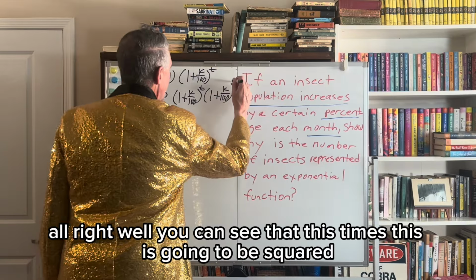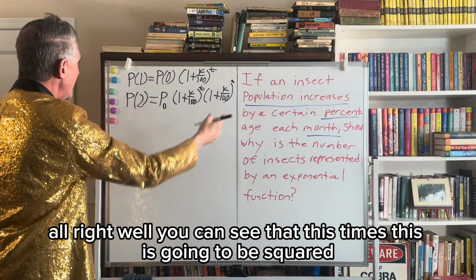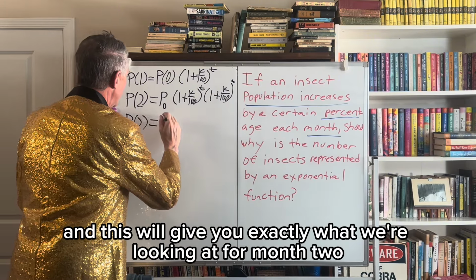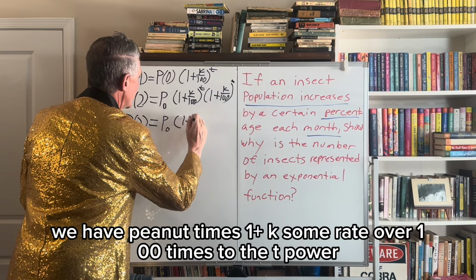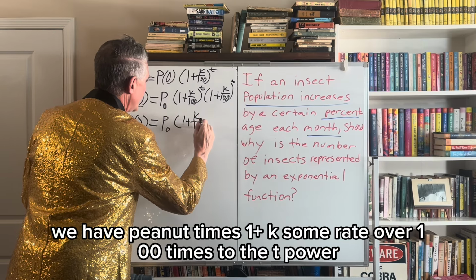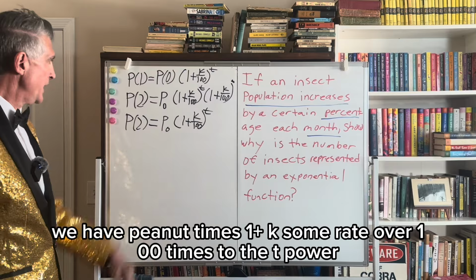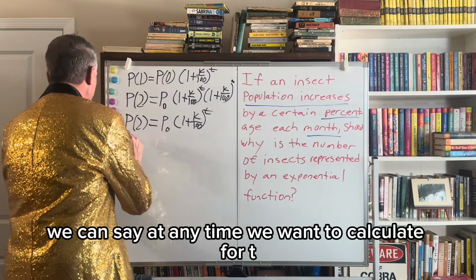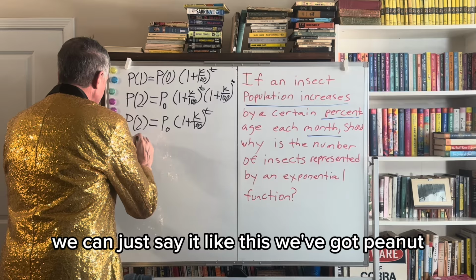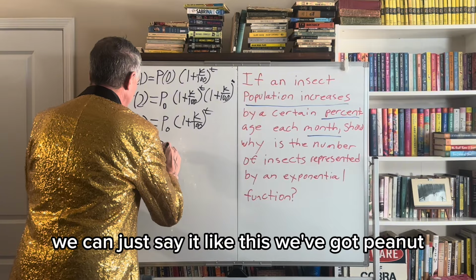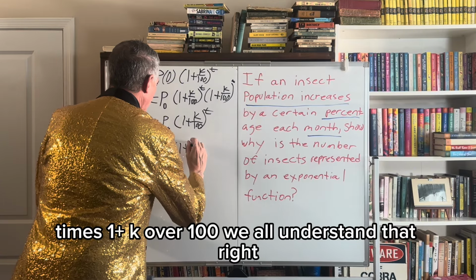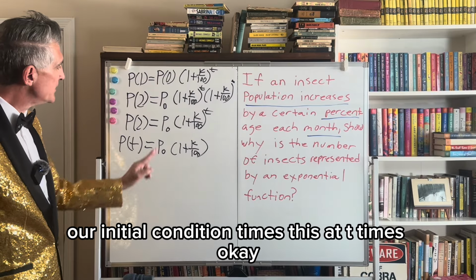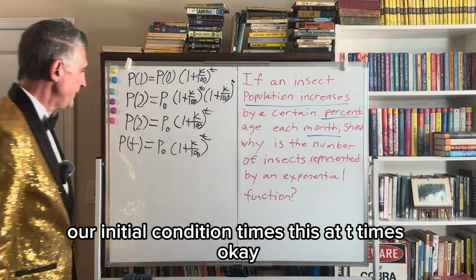All right, well, you can see that this times this is going to be squared. So let's go ahead and clean this up, and this will give you exactly what we're looking at for month 2. We have P naught times (1 plus k, some rate, over 100) to the t power. All right, so we have solved for the exponential function, right? At any time we want to calculate for t, we can just say it like this. We've got P naught times (1 plus k over 100). We all understand that, right? Our initial condition times this at t times, okay?